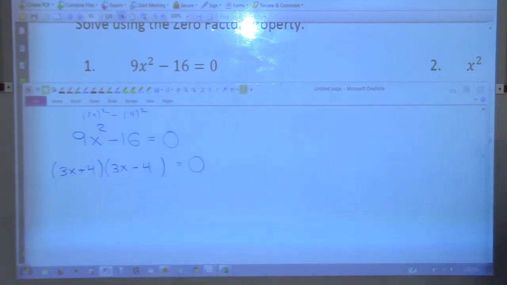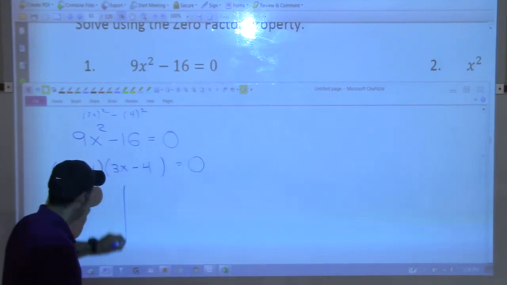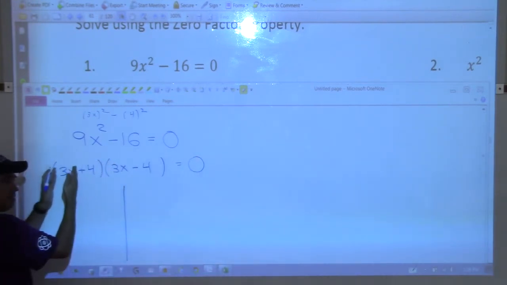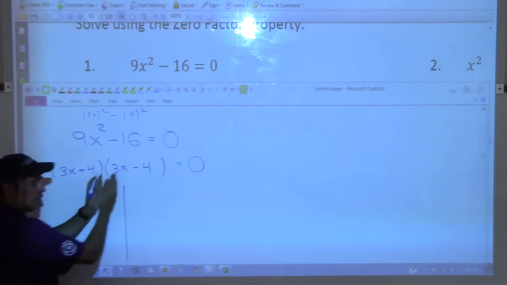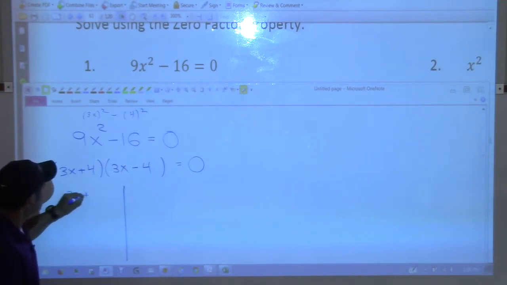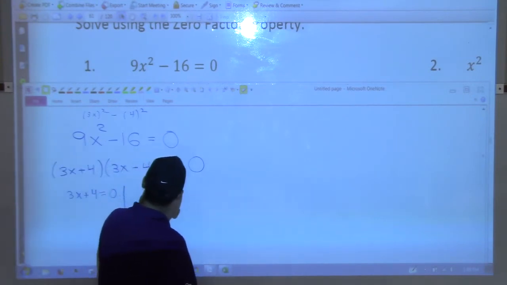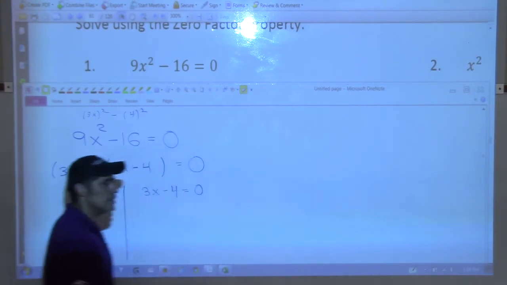So if we can use the formula, then at this point, Brianna, what do we do? This is the new part now. If those two things multiply to be 0, then what do we do? So either this has to be 0, right? Or this has to be 0. So I'm going to write those two things down. Either 3x plus 4 has to be 0, or this one has to be 0. Does that make sense? Sure?